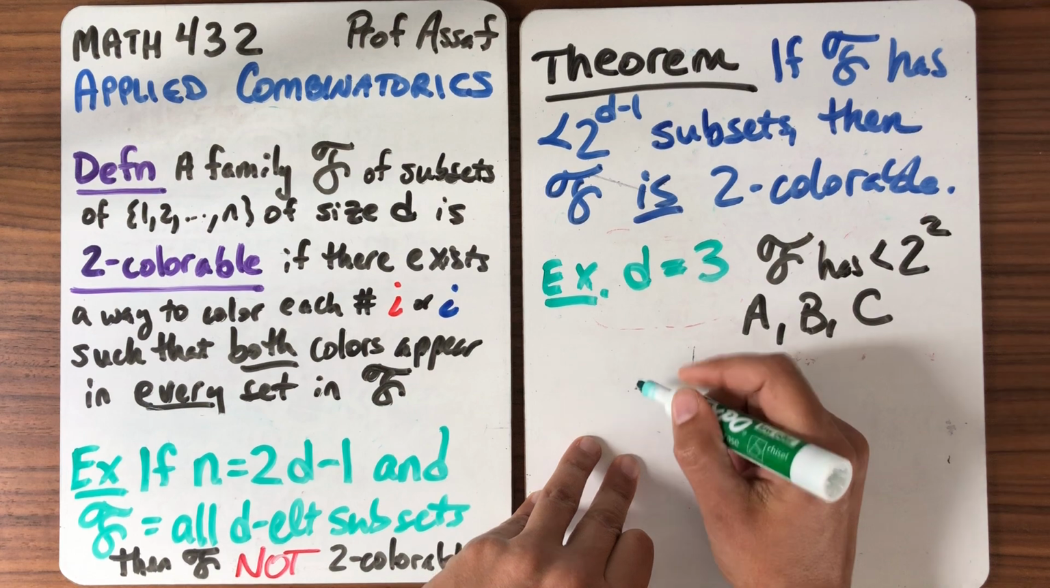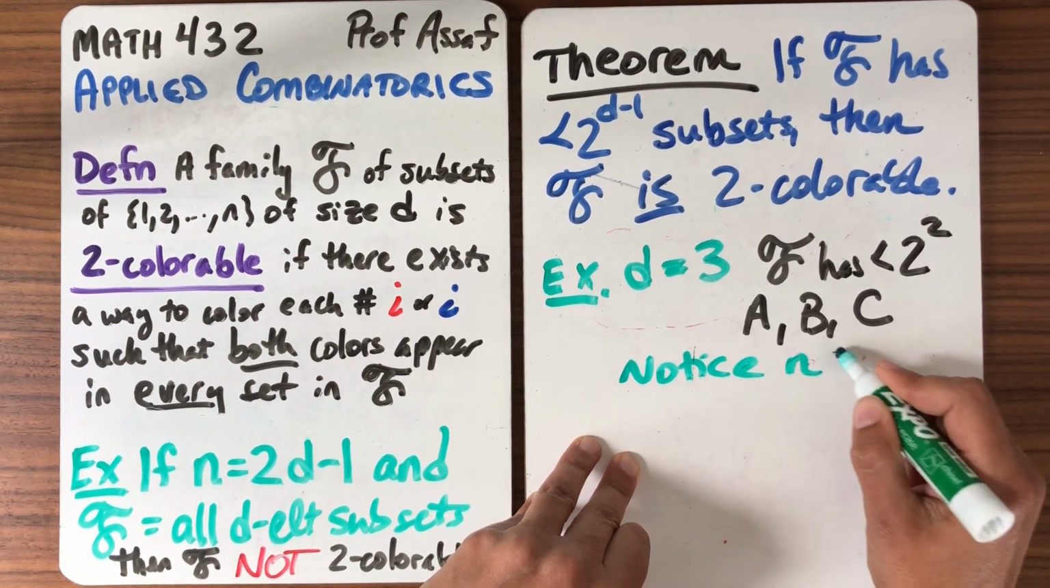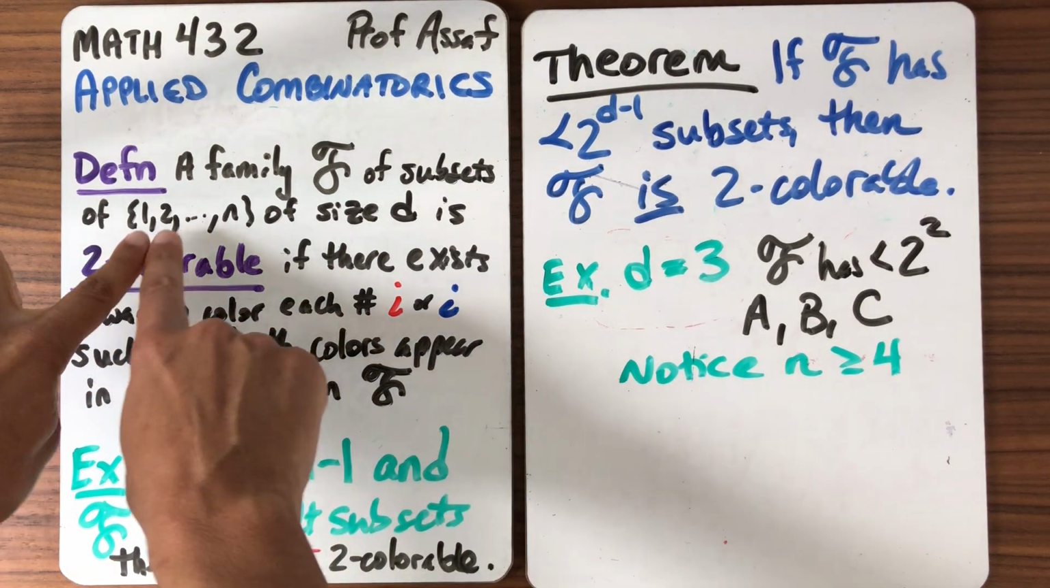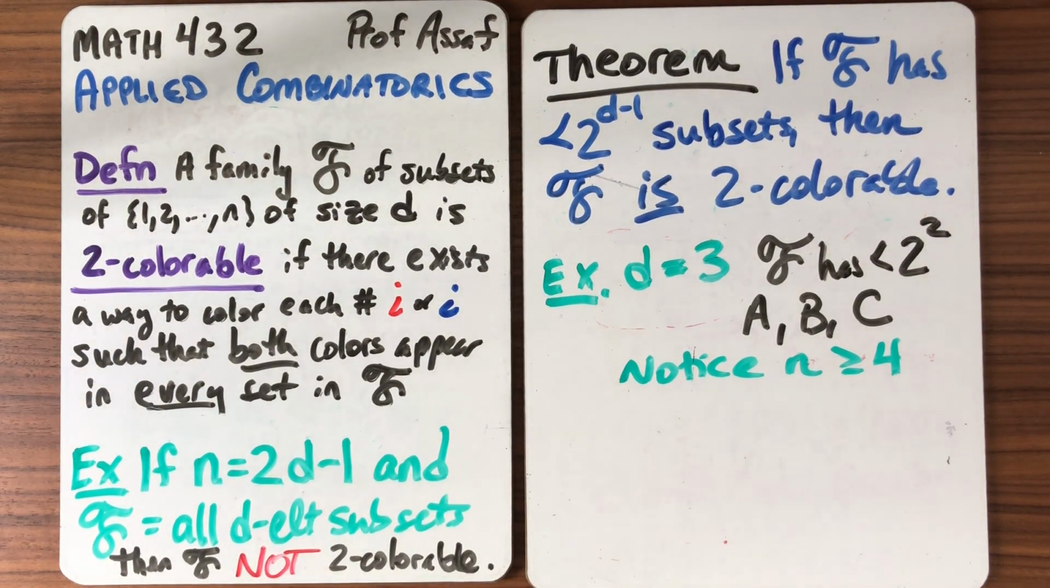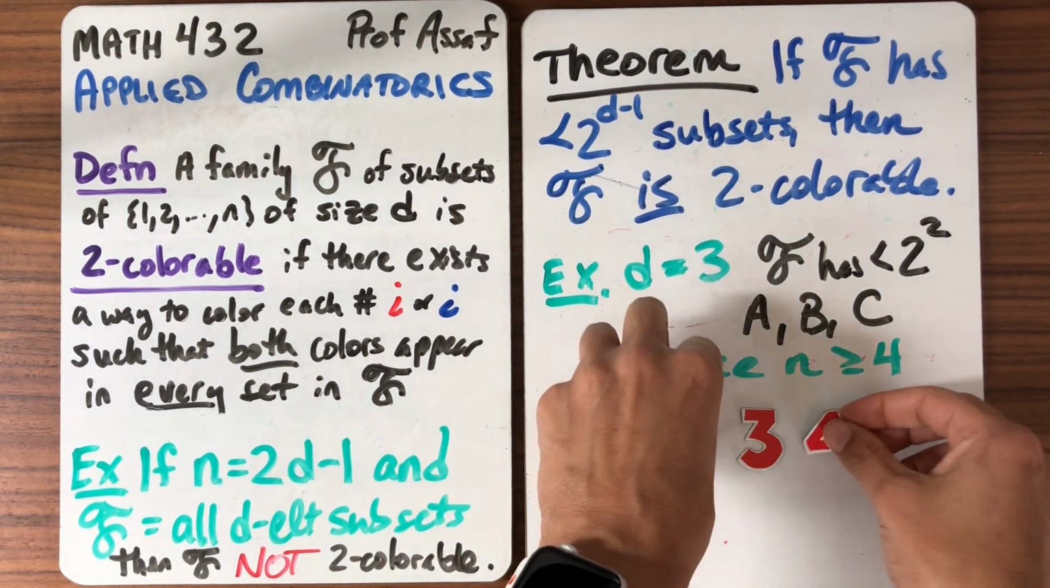Notice that n is at least 4. Otherwise, we can't take 3 different subsets. So why is this the case? Again, this says that there is some way to color the numbers 1, 2, 3, and 4. So we can again take our numbers 1, 2, 3, and 4.